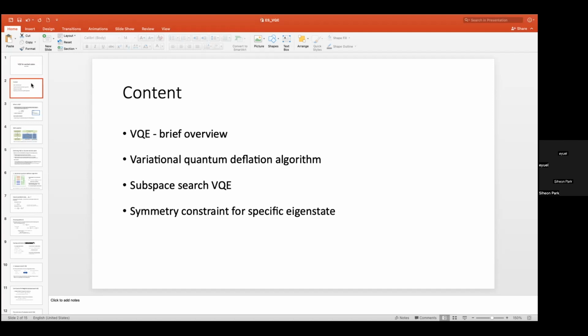So the contents of this presentation: first, I'll give a brief overview and review of VQE, and then we'll introduce two algorithms used to calculate excited state energies by extending the VQE framework, the variational quantum deflation algorithm and the subspace search VQE. And finally, I'll talk a little bit about using symmetry constraints to find a specific eigenstate of interest of a given Hamiltonian operator. So this will be the content of this presentation.